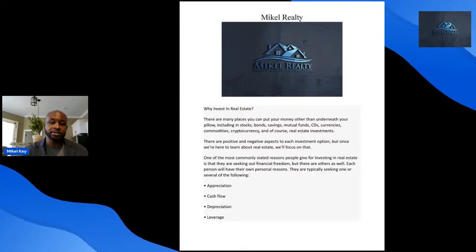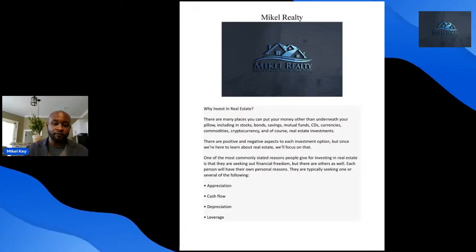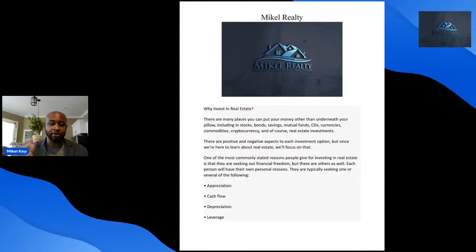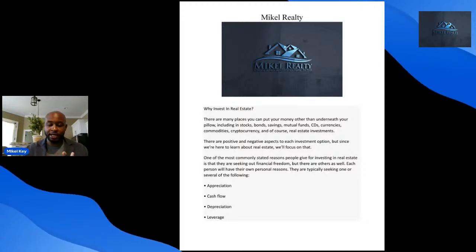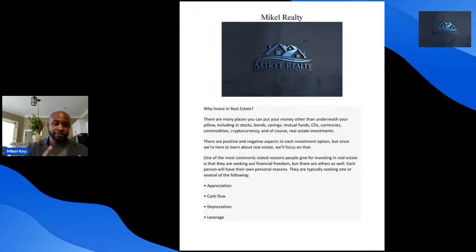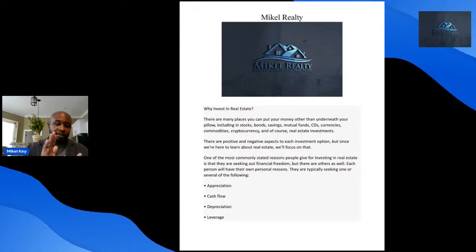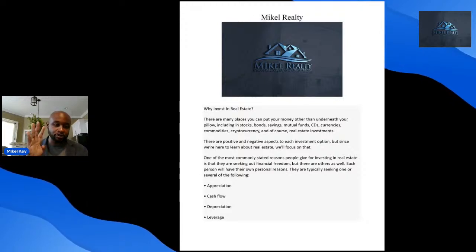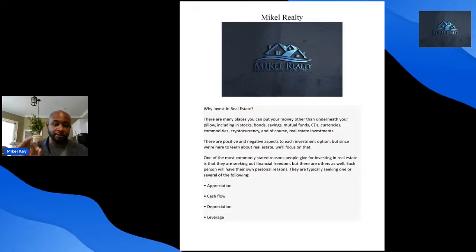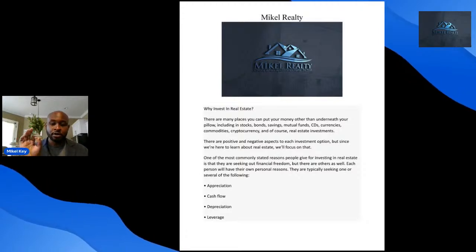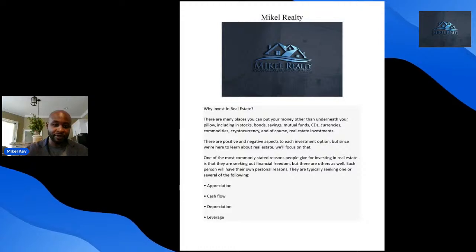And the question I always get is, why invest in real estate? I like to break it down into four levers: appreciation, cash flow, depreciation, and leverage. If you can get really good at understanding those four concepts, you'll be able to analyze any deal and be a very successful real estate investor, because that is the foundation.